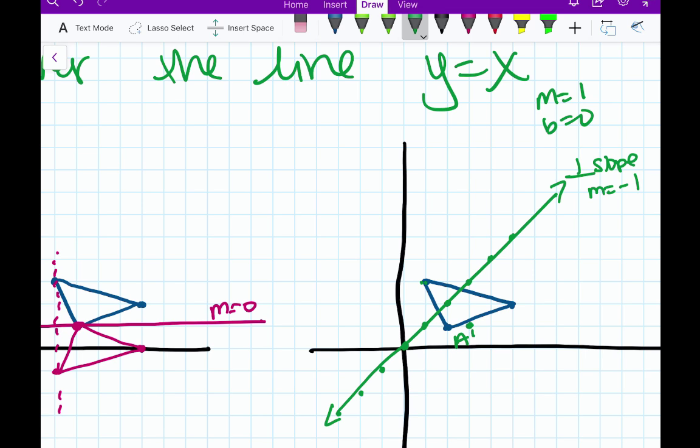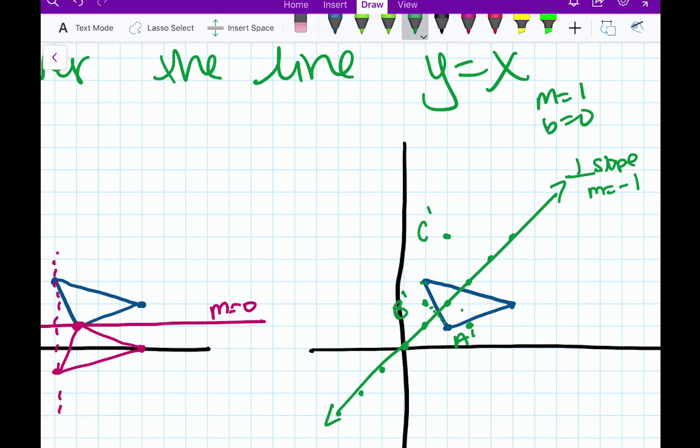For B, I'm going to go up 1 and to the left 1. And so I would end up here. And notice if I were to draw a line here, the slope of that is -1, and it's the same distance to the line of reflection. And for C prime, I'm going to do the same thing. I'm going to go up 1 over 1 to the left, up 1 over 1 to the left. And I need to do that until I'm 3 spaces away from the line, which would be right here.